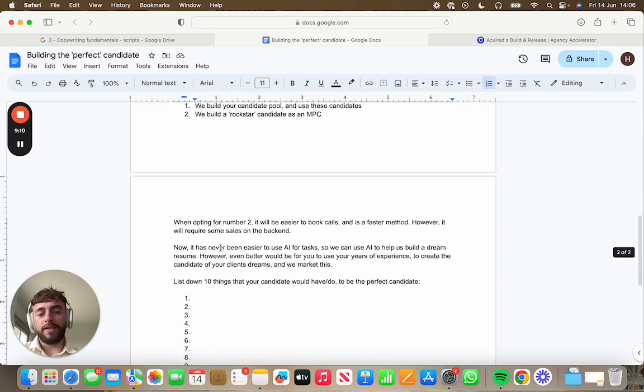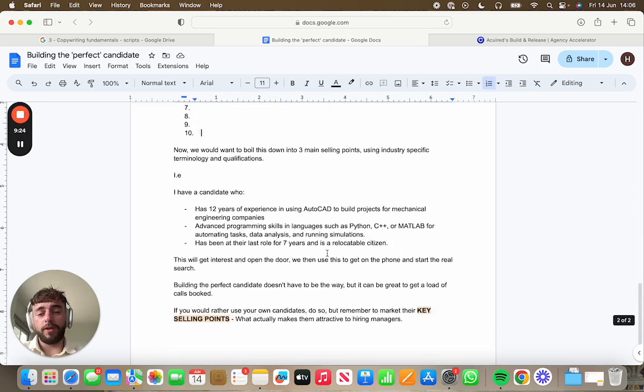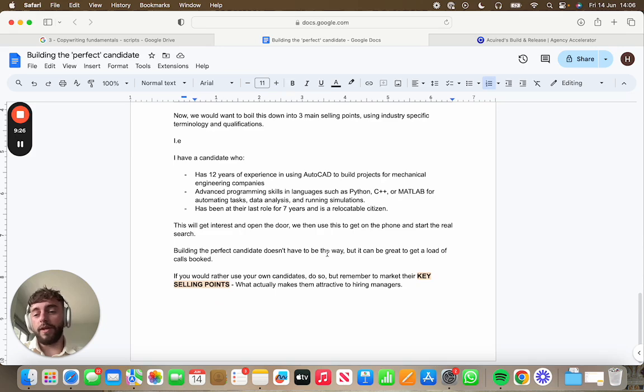So hopefully that makes sense and that's clear, and this will wrap up the bit around building your offer and your market. Just to make it clear that as a recruitment agency, your offer is the strength of your candidates and the strength of your network, and that's what we want to play off. So the more we can leverage that, the better success we'll have in the outbound campaigns.